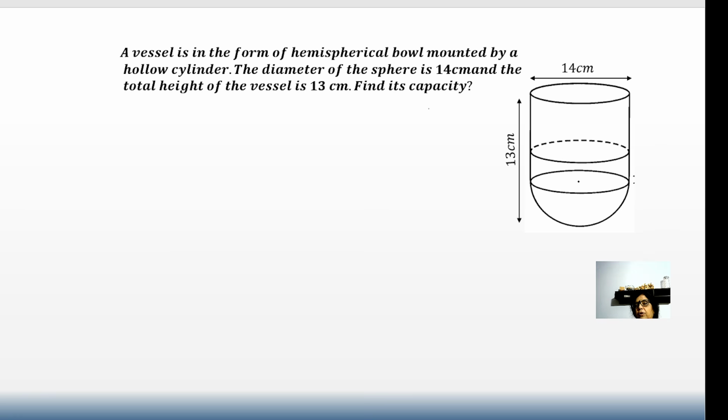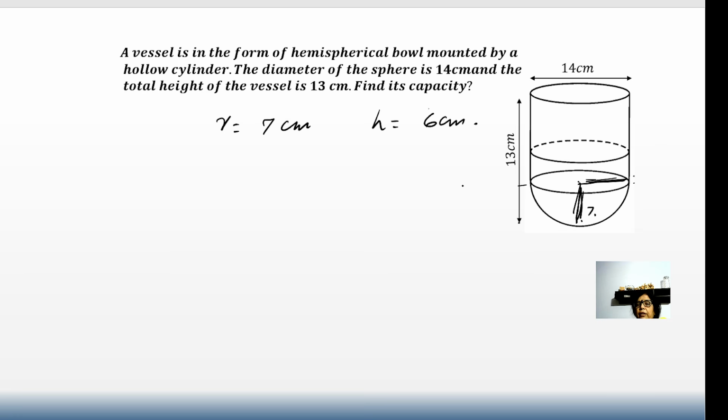So the radius of the hemisphere and the cylinder, they are the same. So if the total diameter is 14 centimeter, then the radius of both of them will be 7 centimeter. The total height is 13 centimeter. So the height of the cylinder, this is 7 over here from here to here, that is the radius. So for the height of the cylinder, this will be 13 minus 7. The height of the cylinder is 6 centimeter.